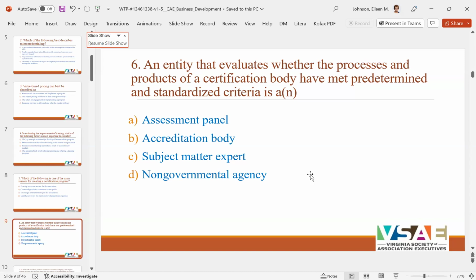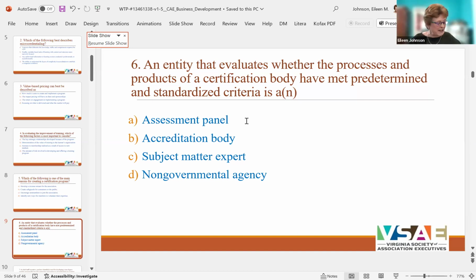So the entity that evaluates whether the processes and products of the certification body have met the predetermined standardization. Again, this one just feels like one that you either know or you don't, and I just feel drawn to the accreditation body. That seems like the overarching organization that would set the standards. And I initially thought that was the answer too, but it's not. It's A. Oh my gosh.